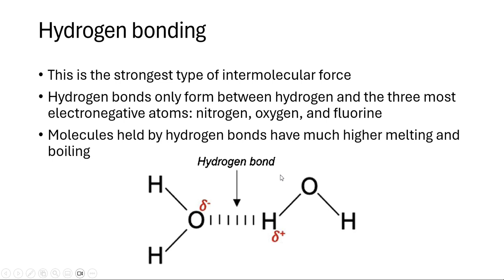Hydrogen bonding. This is the strongest type of intermolecular force. It is basically a type of permanent dipole, but a special type. It only forms between hydrogen and the three most electronegative atoms: nitrogen, oxygen, and fluorine. Molecules held by hydrogen bonds have a much higher melting and boiling point. Essentially it's just a strong permanent dipole, because hydrogen is very electropositive, not electronegative, and nitrogen, oxygen, and fluorine are the most electronegative. So you can imagine the difference in electronegativity, and because of that, you call it hydrogen bonds.